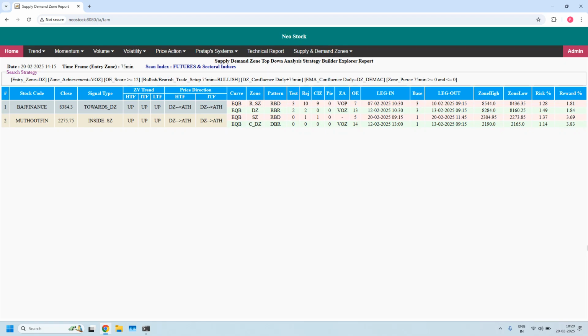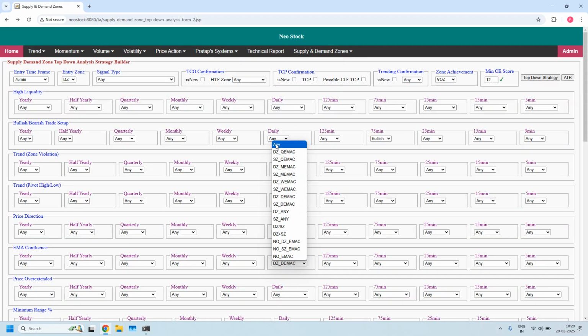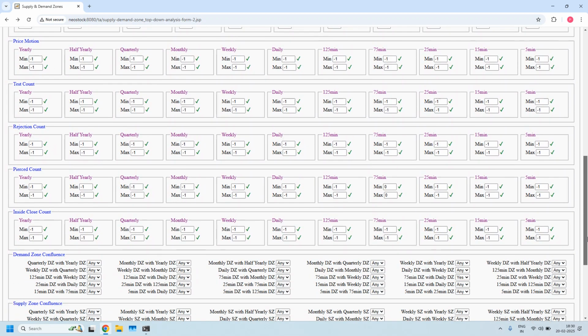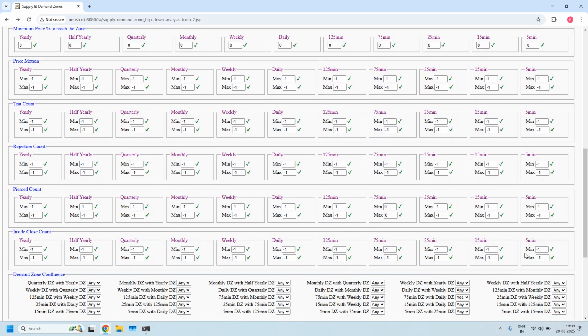Okay, next filter is LTF, ITF, HTF demand zone confluence. That is 75 minutes, daily and weekly demand zone confluence. Let us verify how many stocks we will get. First, I am removing this EMA confluence filter because that is ITF specific. Now we should also focus on HTF specific. So in the demand zone confluence, we should set 3 filters. First filter is already enabled, 75 with daily demand zone confluence. Next, 75 minutes demand zone with weekly demand zone confluence. Next, daily demand zone with weekly demand zone confluence.